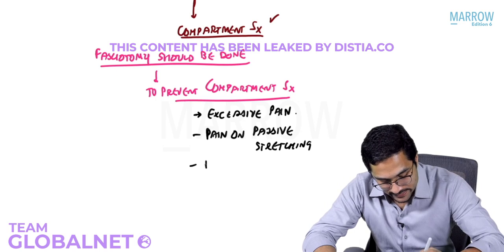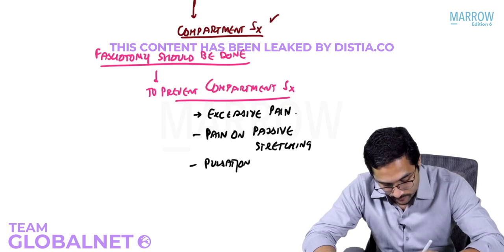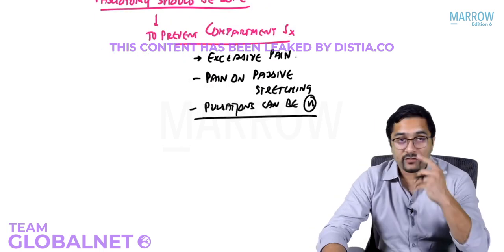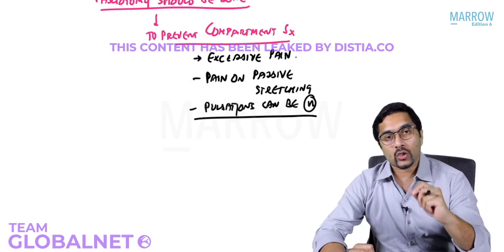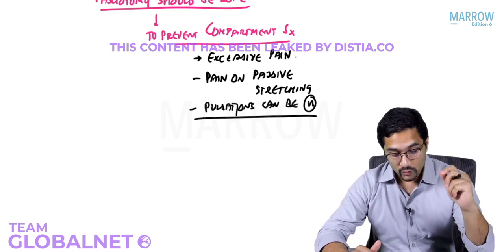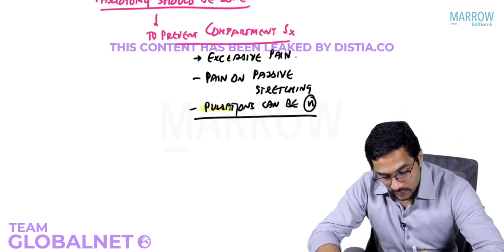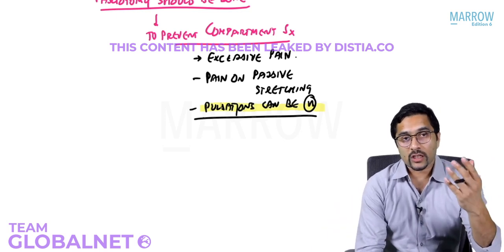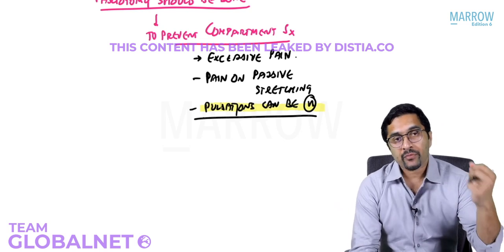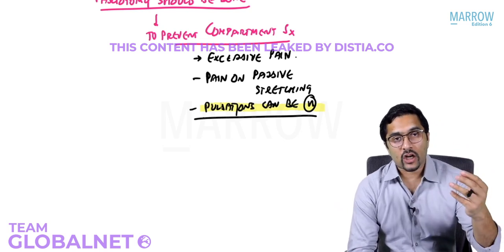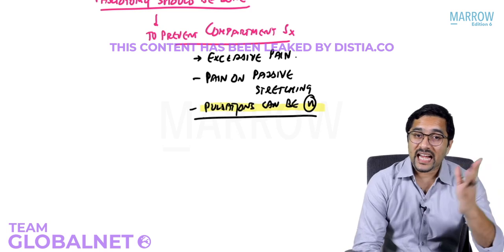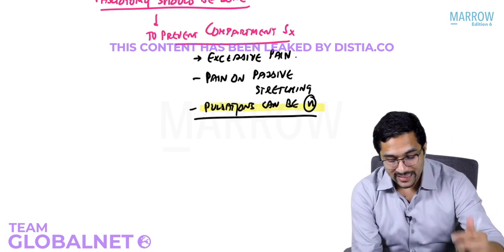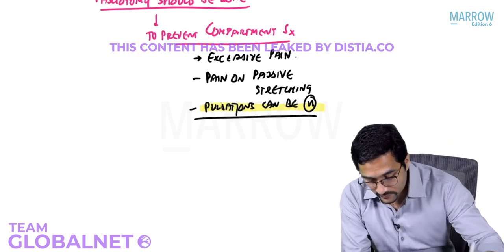And pulsations can be normal. So don't get swayed away. If the pulsations are present, that does not rule out compartment syndrome. And in these patients who are undergoing an embolectomy or thrombolysis, do a prophylactic fasciotomy to prevent reperfusion injury. We've also discussed that when we do a fasciotomy, we go down, we incise till the deep fascia. So we're going to incise the deep fascia as well. That is an adequate fasciotomy.